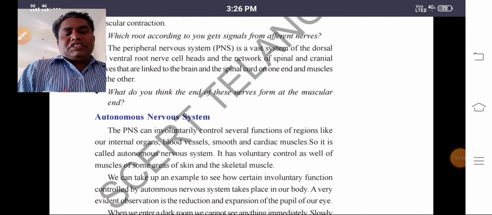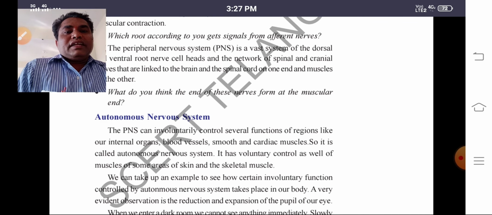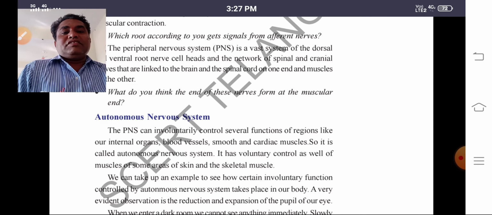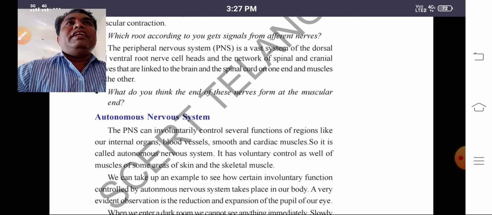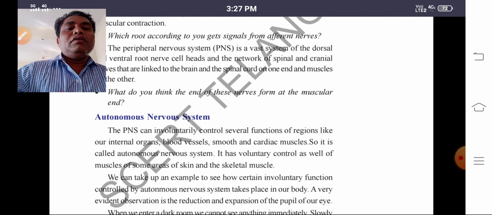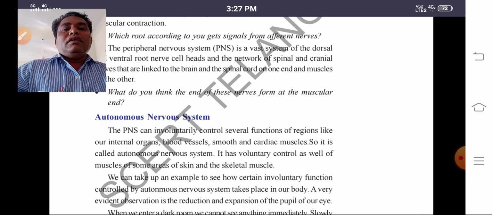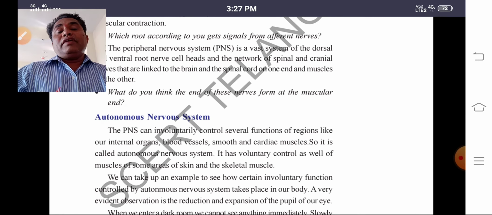So next, the autonomous nervous system, ANS. It has two parts: the sympathetic nervous system and the parasympathetic nervous system. The part of the nervous system we discussed above, the peripheral nervous system, involves involuntary control of several functions like our internal organs, blood vessels, smooth and cardiac muscles. So it is called the autonomous nervous system, the part which controls involuntary functions.